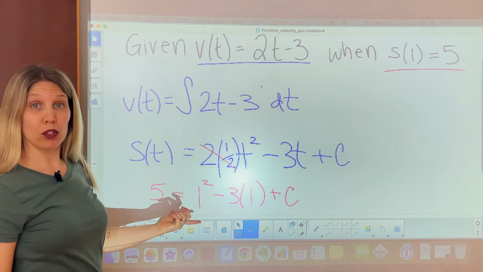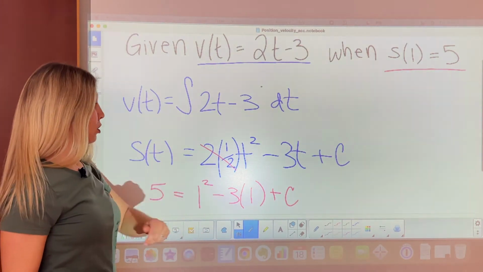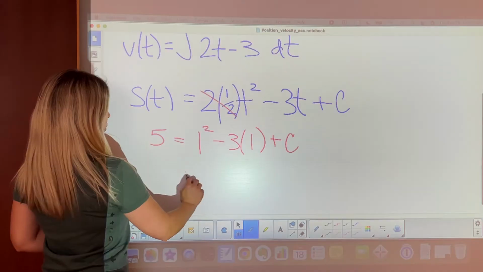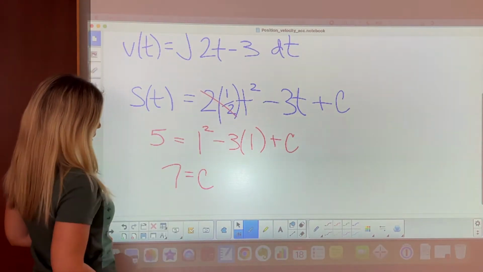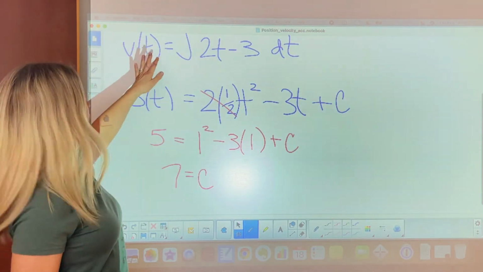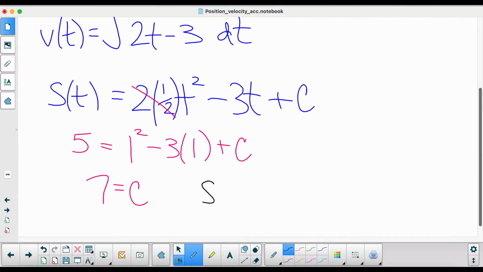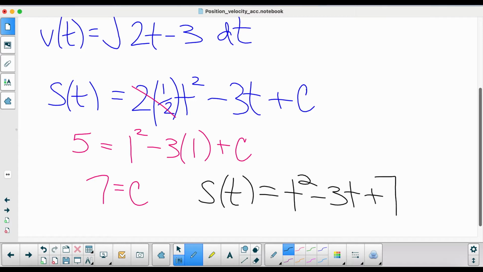So you do some algebra here. 1 minus 3 is negative 2. Add it to the other side. C is 7. So you'll get that C is 7. Then you're going to plug your C into the equation that we got when we integrated. So your S of t equation is going to be t squared minus 3t plus 7.